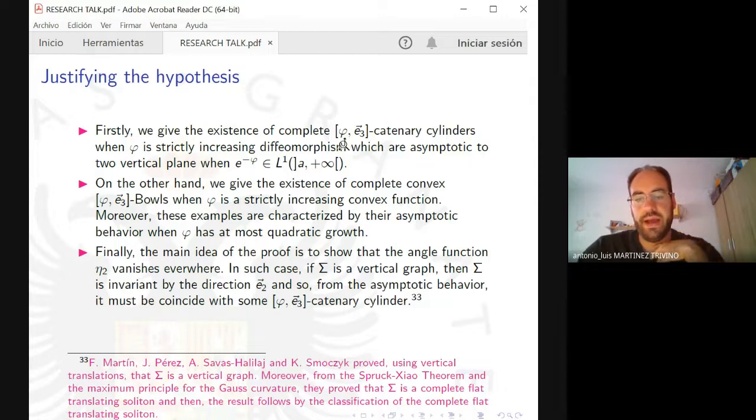Finally, the main idea of the proof is to show that the angle function eta2, that is, the angle function with respect to the horizontal direction E2, vanishes everywhere. In such case, if sigma is a vertical graph, then sigma is invariant by horizontal translation in this direction. So from the asymptotic behavior, this surface must coincide with some phi3 catenary cylinder with the same asymptotic behavior.